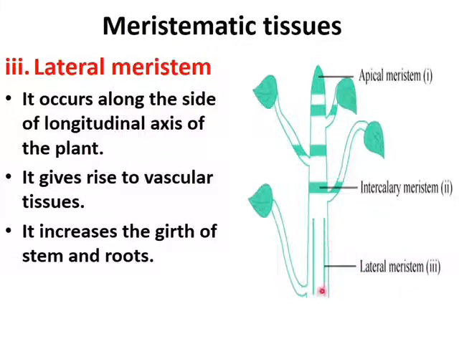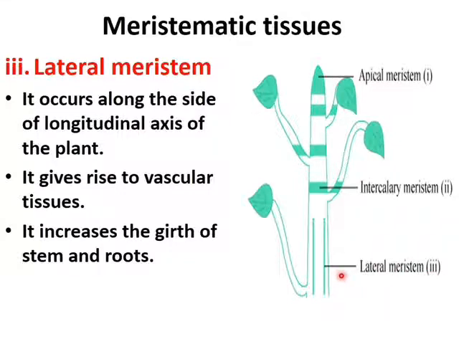Now what will be the function of this type of tissue? It gives rise to the vascular tissue. Now what do you mean by vascular tissue? Vascular tissues are xylem tissue, phloem tissue. These we will learn in this chapter. This type of tissues, xylem and phloem. Just now you just have to remember that lateral meristem gives rise to vascular tissues.